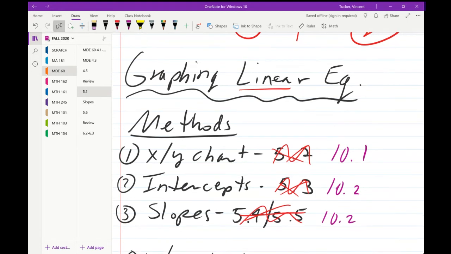All right, so graphing your linear equations, you have 3 methods that you can use in order to do so. Creating an XY chart is 10.1. In 10.2, they talk about intercepts and they talk about slopes.